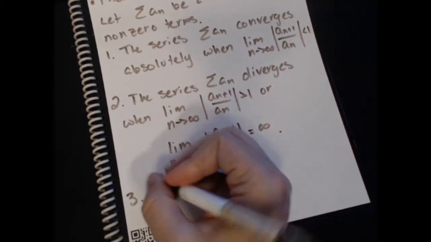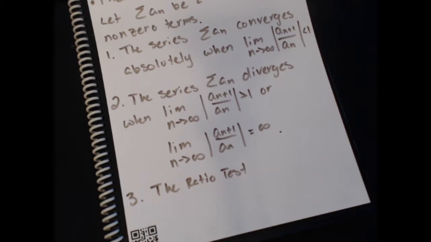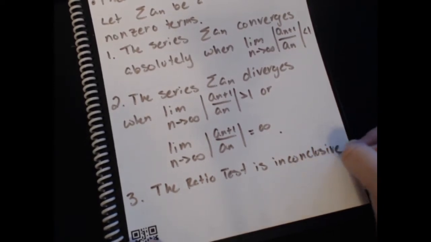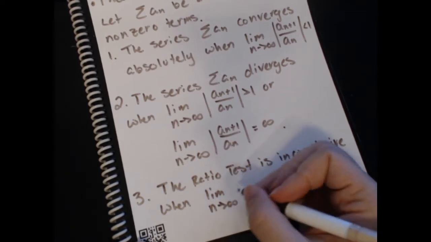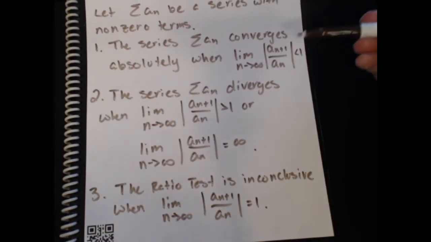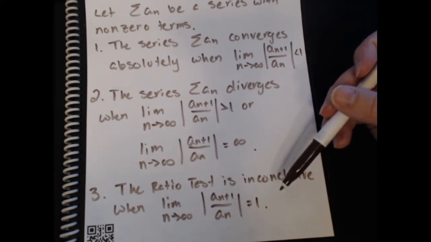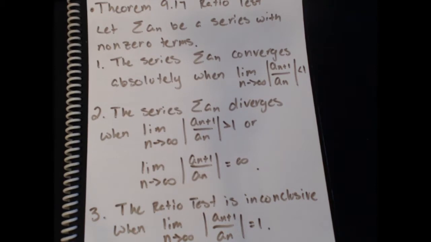And the third one is where the ratio test comes into play. So the ratio test is inconclusive when the limit as n approaches infinity of a sub n plus 1 over a sub n equals 1. So if it's less than 1, it converges. If it's greater than 1 or infinity, it diverges. If it equals 1, it's inconclusive, so you don't have a solution. And the idea of the ratio test is you should have a ratio or fraction. We have that in each case. So that gives you the rundown of that little fun theorem slash test.